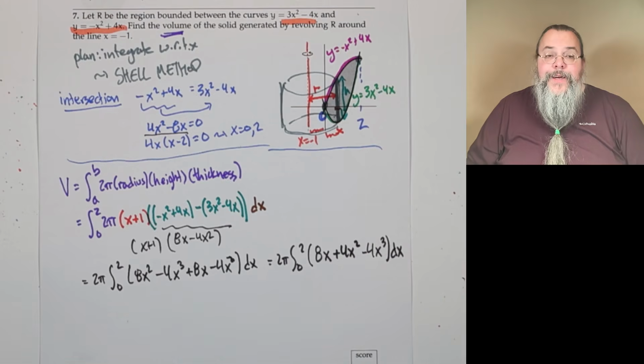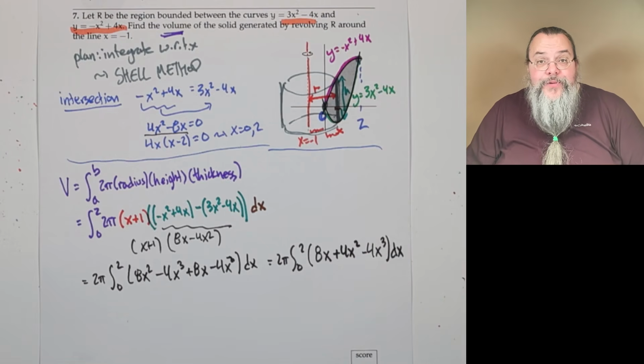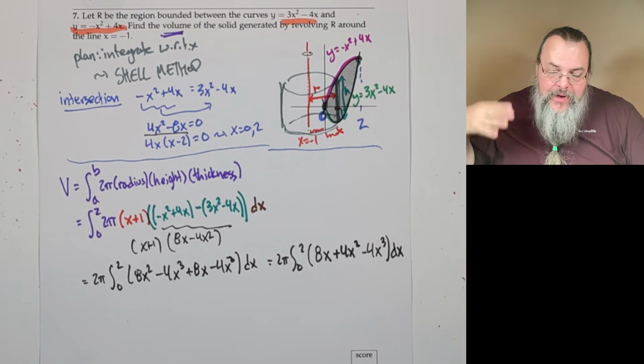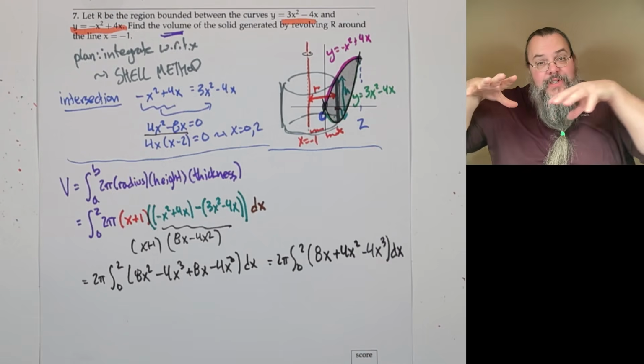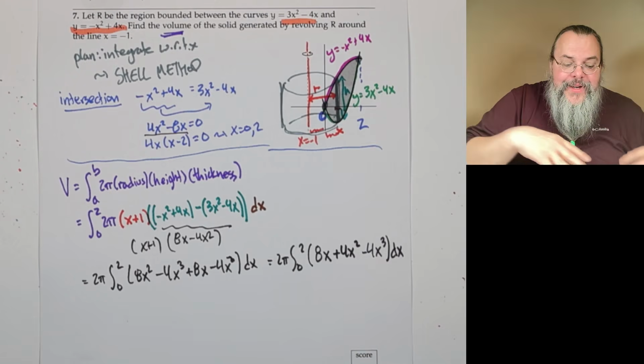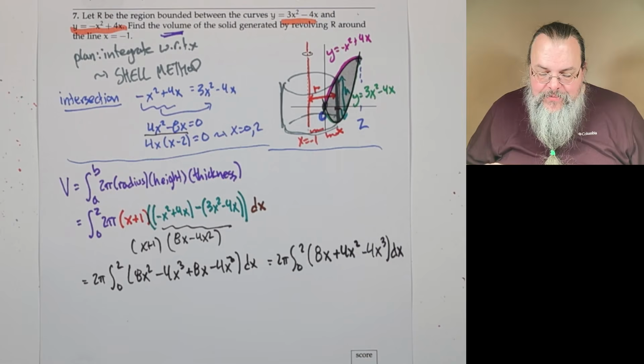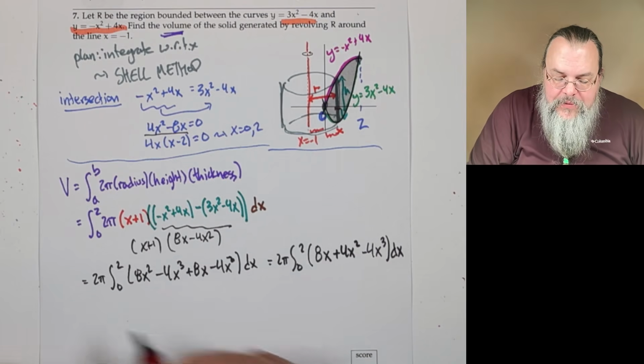All right, and we're in our home stretch. We do have to find it, right? We can't just stop. We need a number. This is not just a setup. It's a find. So we have to carry out the computation. All right, so we have a 2 pi out in front.